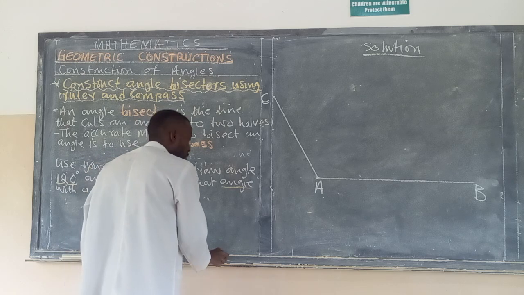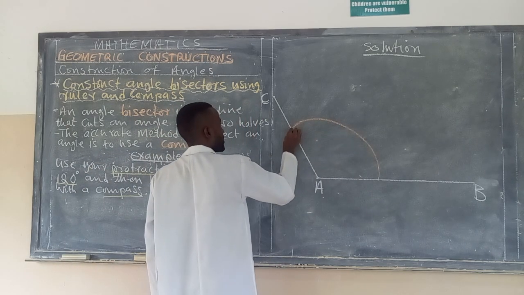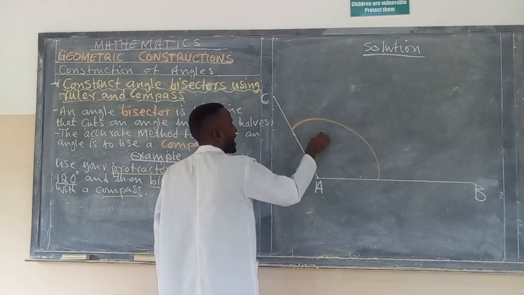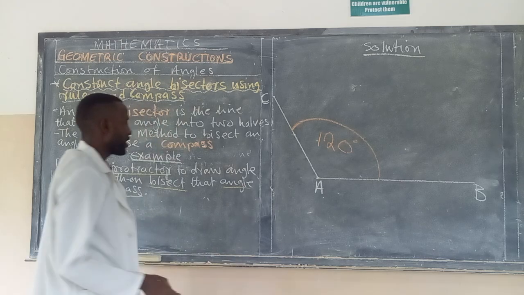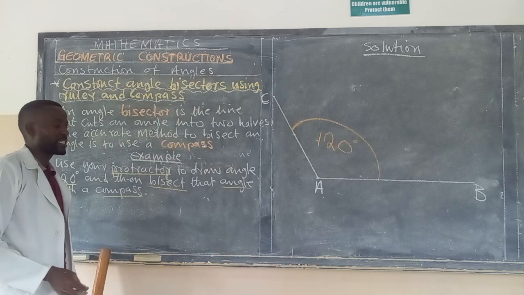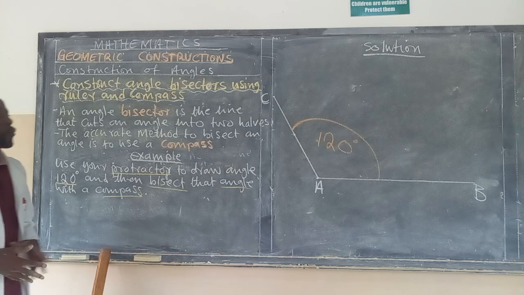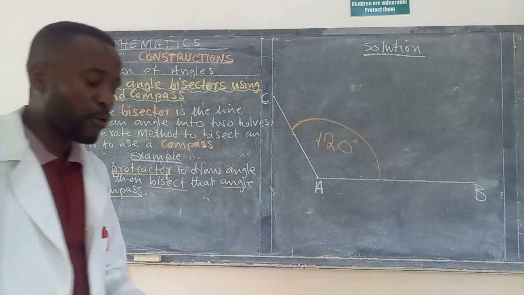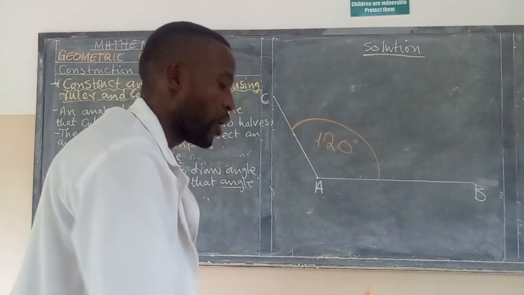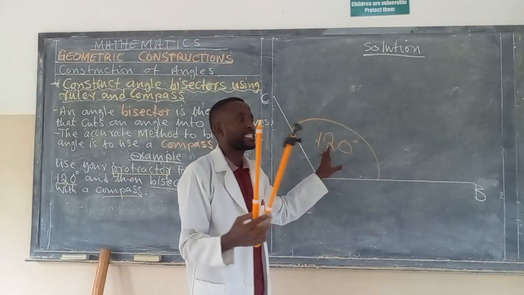Now, the whole of this angle which is here, it is 120 degrees. We have drawn the angle 120 degrees. Now the next thing will be, we need to bisect the angle. So how do we bisect the angle? We use a compass to bisect this 120 degrees angle.